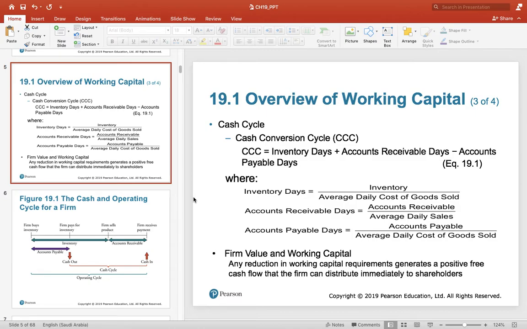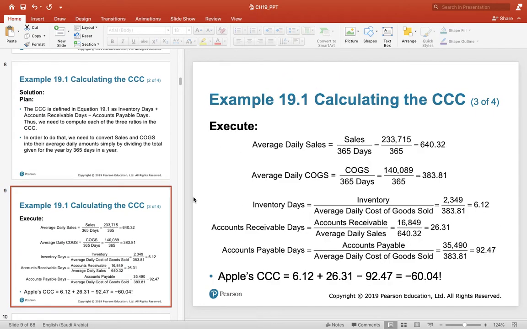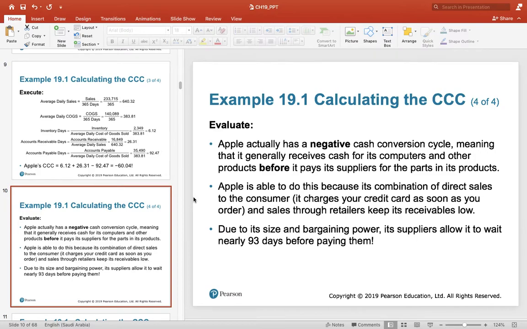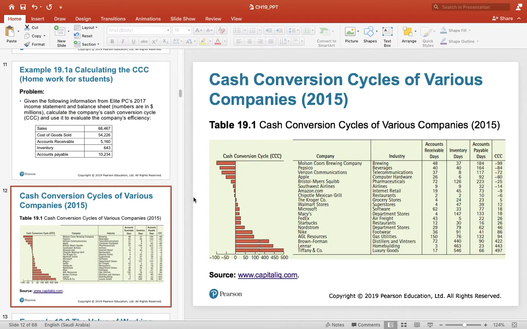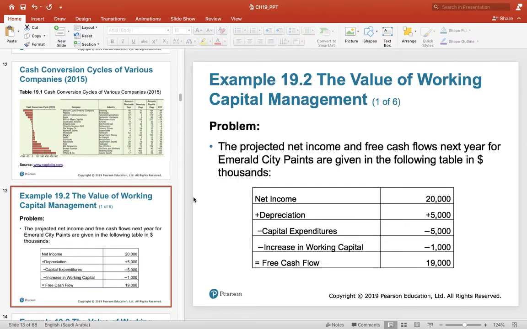Firm value and working capital. Slide number 5, if you see, any reduction in working capital requirement generates positive free cash flow. This is the theory. Now let us see this in practical, whether it happens, or only in theory we read it. Here is the example given.